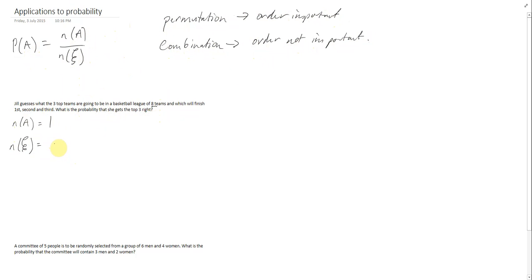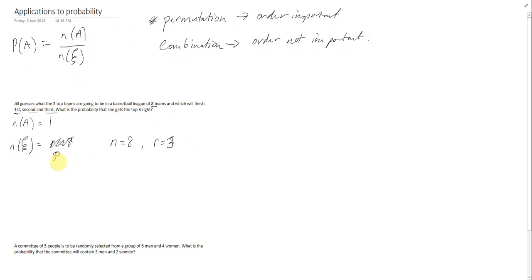Okay, so we have 8 teams here. We have 8 teams, and we want to arrange them into the 3 top positions. And in this case, we've got to figure out, is order important or not? Is it important which came first, which came second, which came third, or does it not matter as long as they made the top 3? Here it says that Jill actually did guess which one was first, second, and third. So order does matter, and so we're talking about permutations.